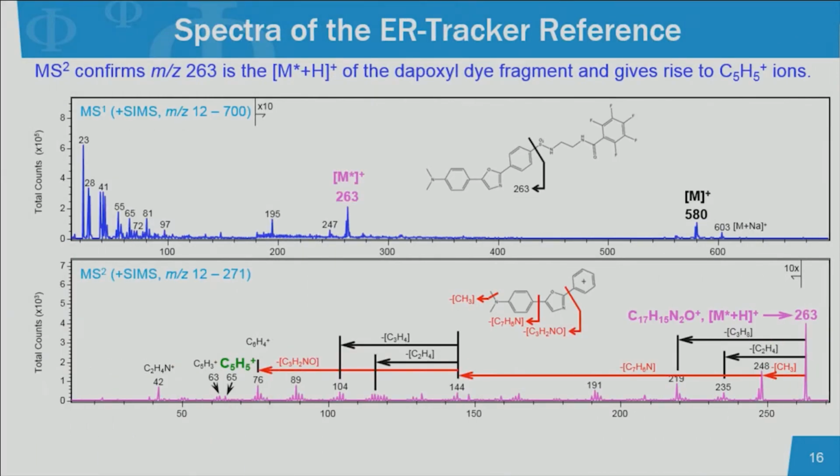And so if we do tandem MS analysis on the fragment at 263, this is mislabeled here, this is actually the M+H. What we see in the product ion spectrum is that we can confirm that precursor is the dipoxyl dye, the protonated dipoxyl dye arising from the ER tracker molecule. And what's interesting to note here is that while it's small, it's a relatively prominent product ion at a mass to charge ratio of 65, and we believe that this is what we're seeing in the hotspots in the positive ion polarity.